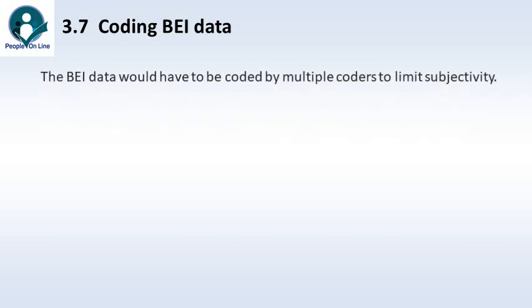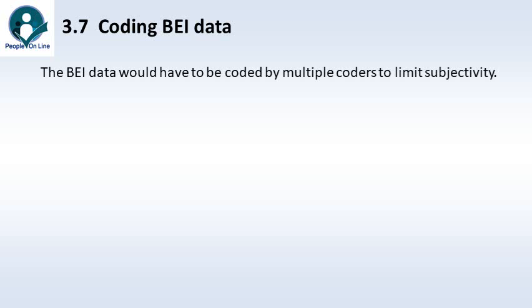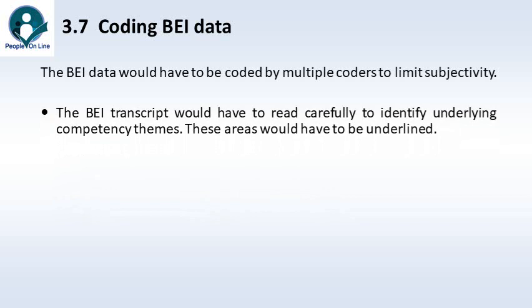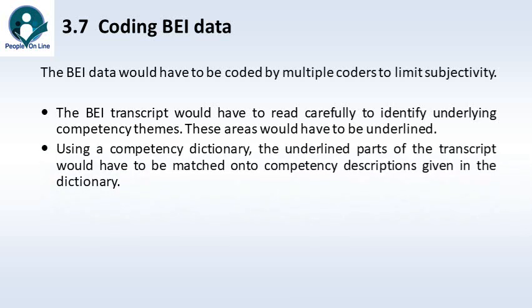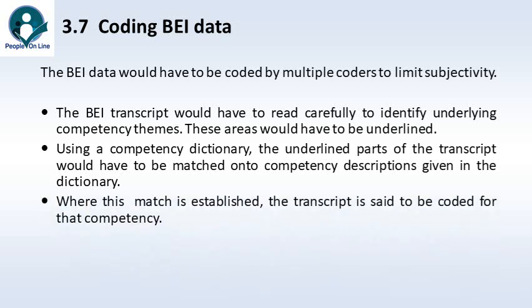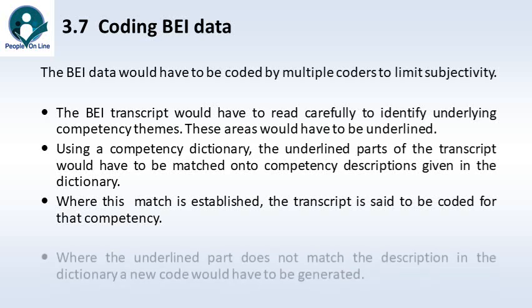Coding BEI data. The BEI data would have to be coded by multiple coders to limit subjectivity. The BEI transcript would have to be read carefully to identify underlying competency themes. These areas would have to be underlined. Using a competency dictionary, the underlined parts of the transcript would have to be matched onto competency descriptions given in the dictionary. Where this match is established, the transcript is said to be coded for that competency.